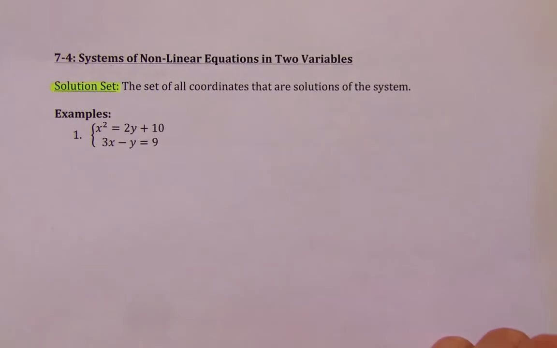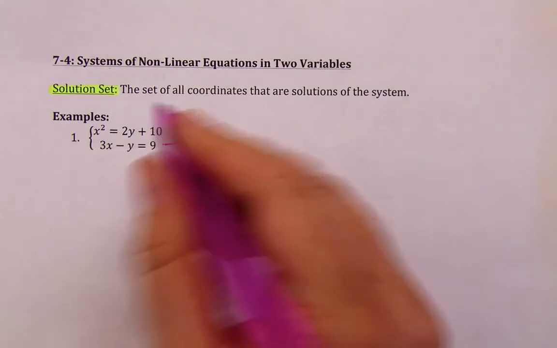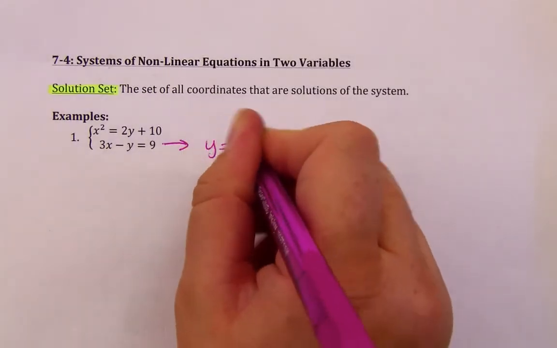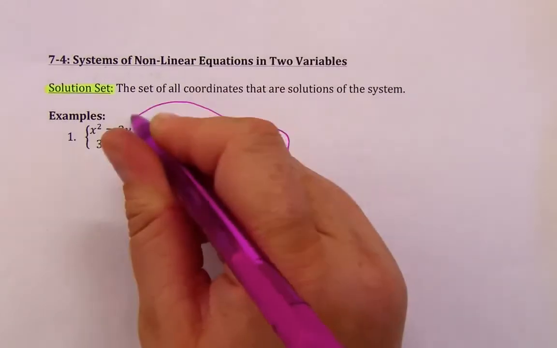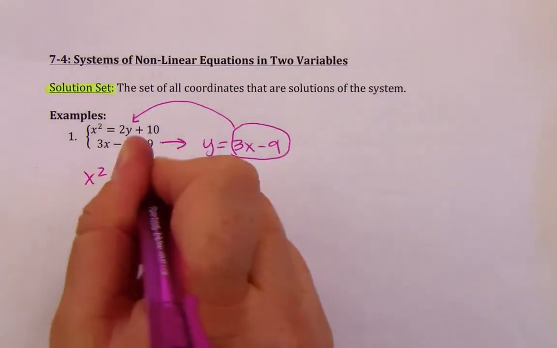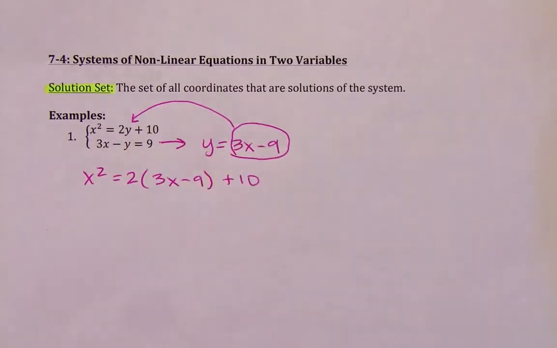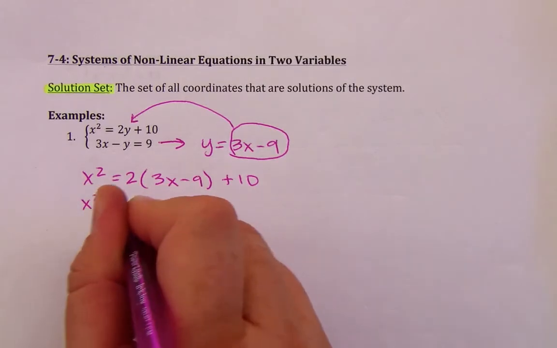For this particular example here, I think it's set up really well for substitution. If I solve for y here, I get y is equal to 3x minus 9. And then I can plug this in for my y value. So I have x squared equals 2 times (3x minus 9) plus 10. And then it's just a matter of distributing and solving.